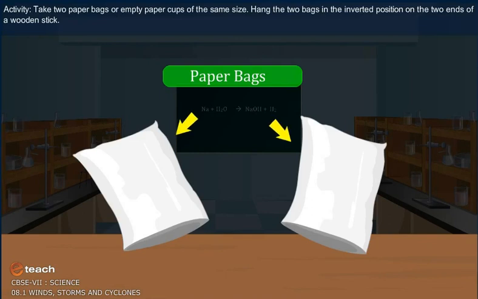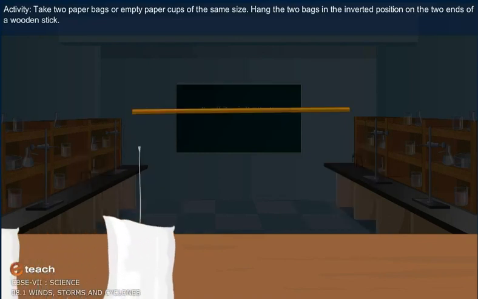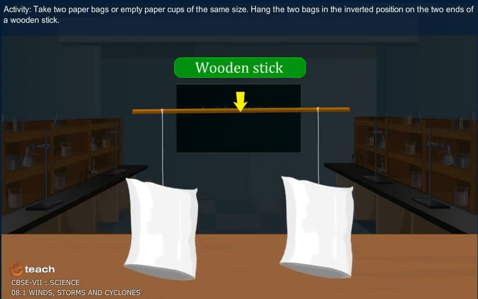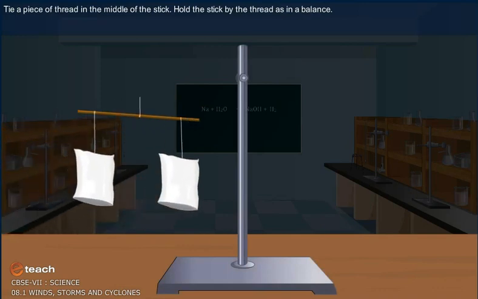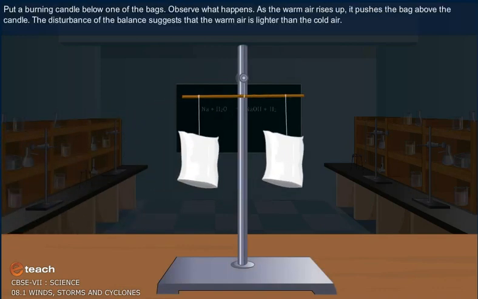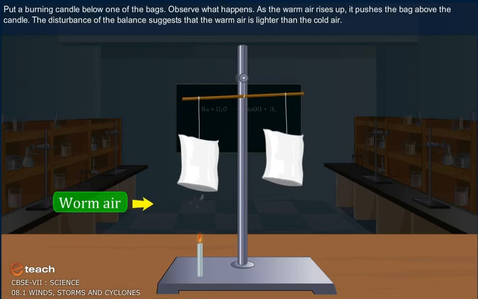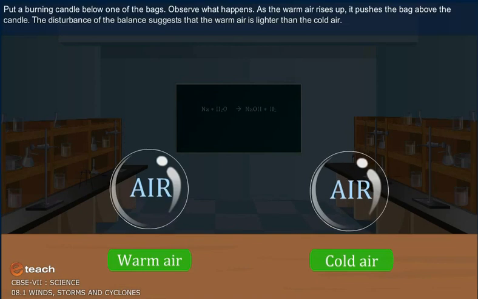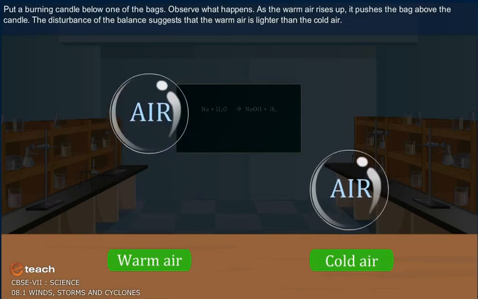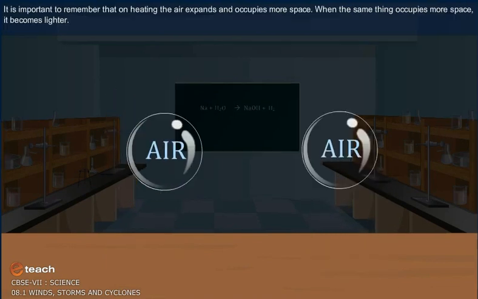Activity. Take 2 paper bags or empty paper cups of the same size. Hang the 2 bags in the inverted position on the 2 ends of a wooden stick. Tie a piece of thread in the middle of the stick. Hold the stick by the thread as in a balance. Put a burning candle below one of the bags. Observe what happens. As the warm air rises up, it pushes the bag above the candle. The disturbance of the balance suggests that the warm air is lighter than the cold air.